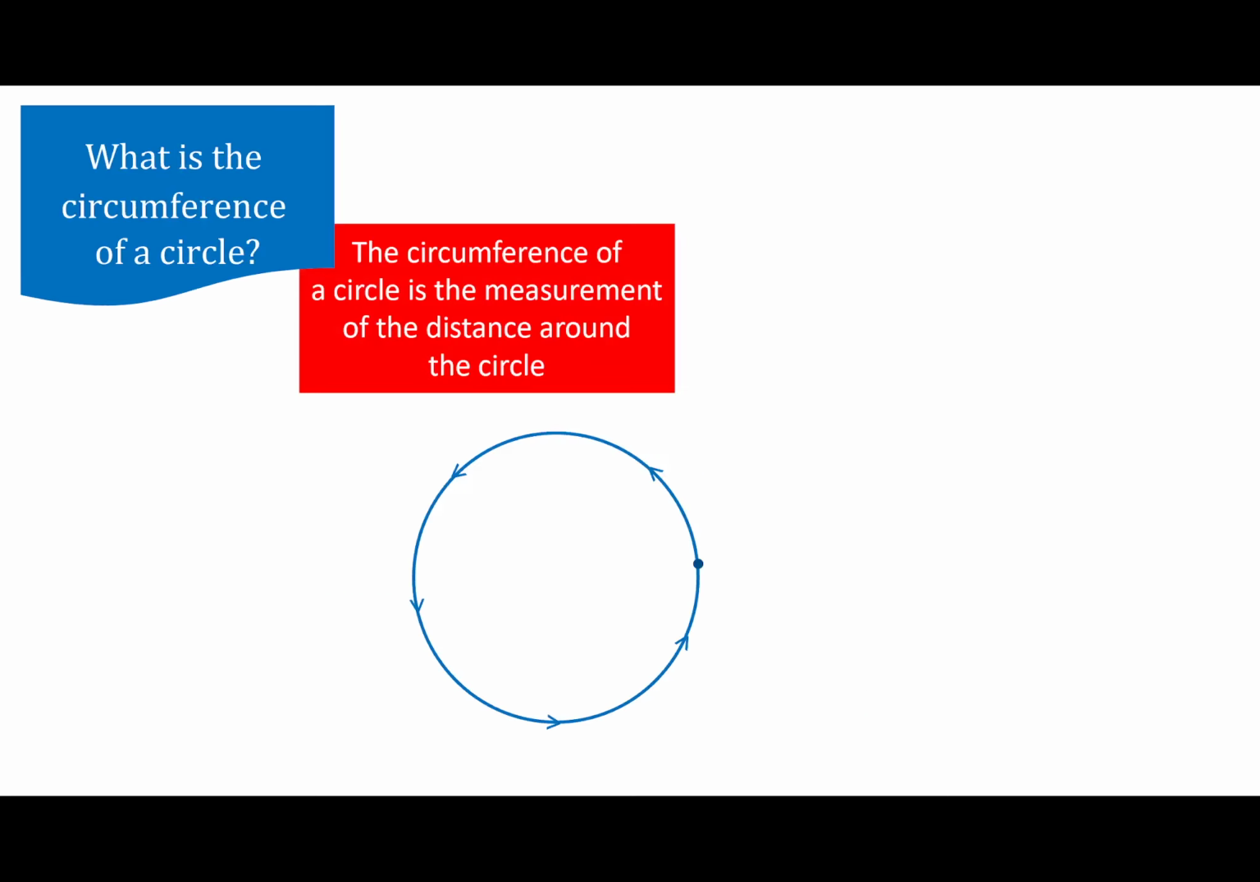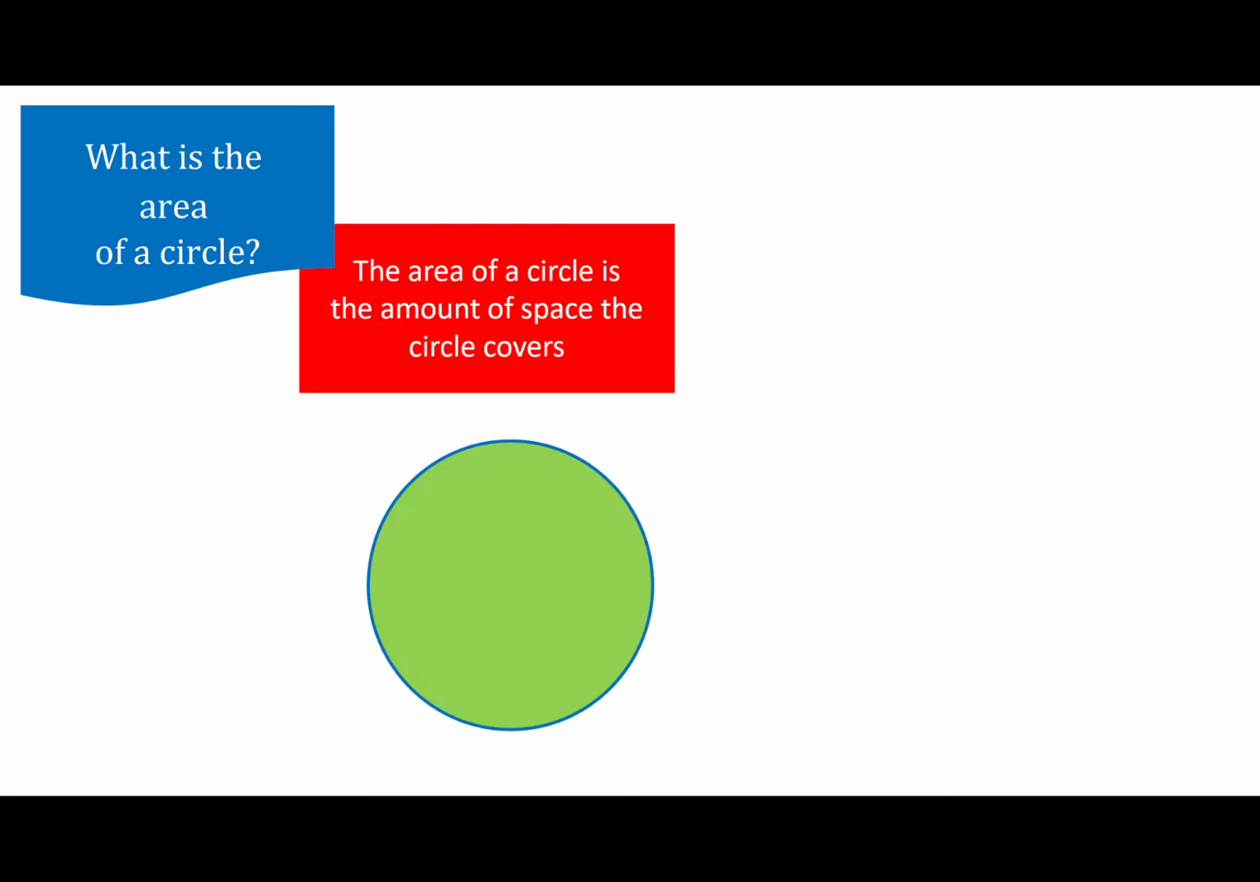What is the circumference of a circle? The circumference of a circle is the measurement of the distance around the circle. So imagine you are here and you're walking around in this direction until you come back to here. That distance is the circumference. What is the area of a circle? The area of a circle is the amount of space that circle covers. This green here, all of this here, is the area of the circle.